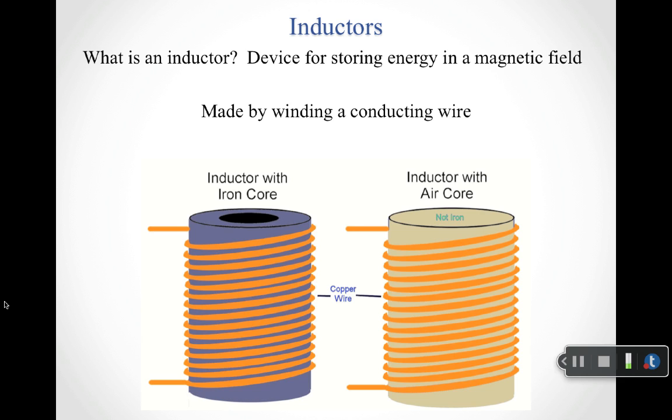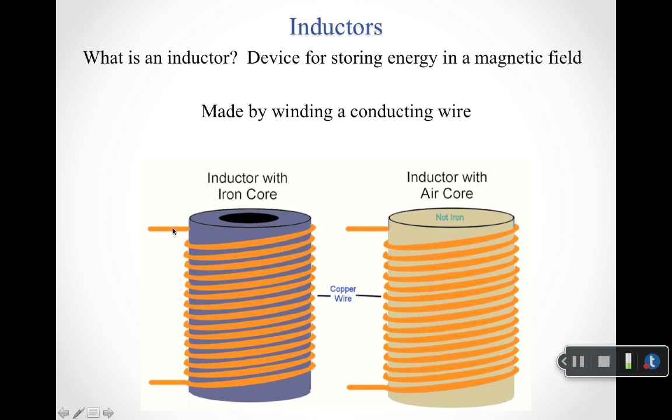If you remember when we introduced all our basic circuit elements right at the beginning, we said, what is an inductor? Well, it's a device for storing energy in a magnetic field, much like a capacitor is a device for storing energy in an electric field. So how do you make an inductor? Basically, you take some wire and you wrap it around.